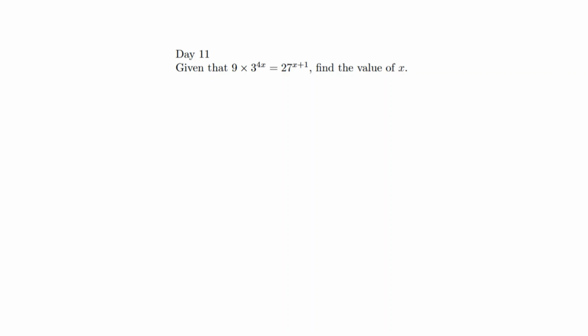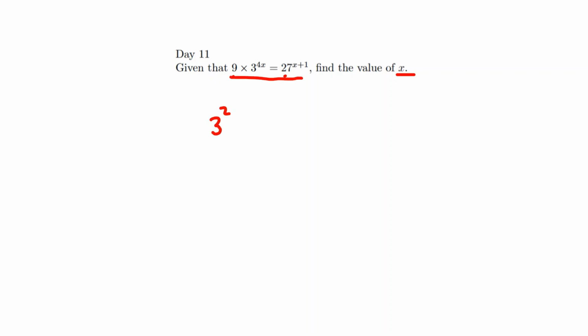Now, yesterday we were given the question, given that 9 times 3 to the power of 4x equals 27 to the power of x plus 1, find the value of x. Now, the first thing I notice is that 9 and 27 are both powers of 3. So I'm going to rewrite those as powers of 3 in this equation.